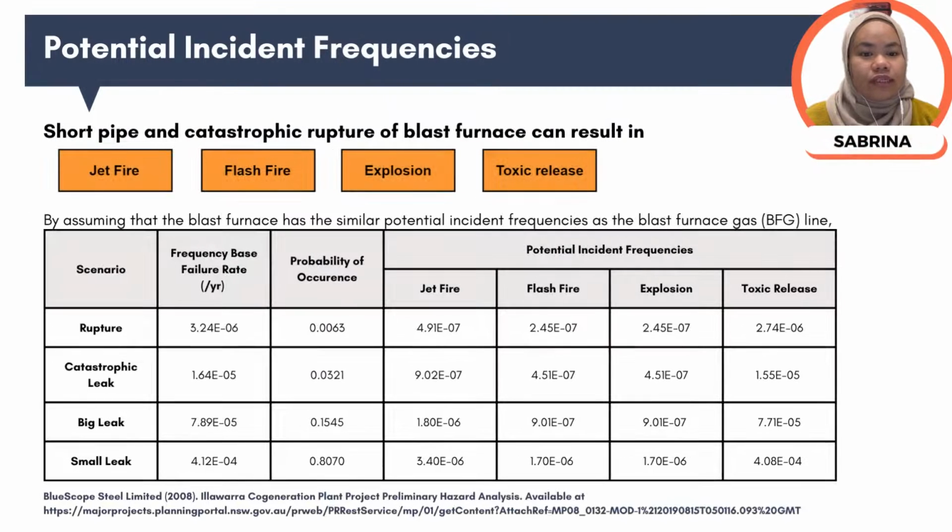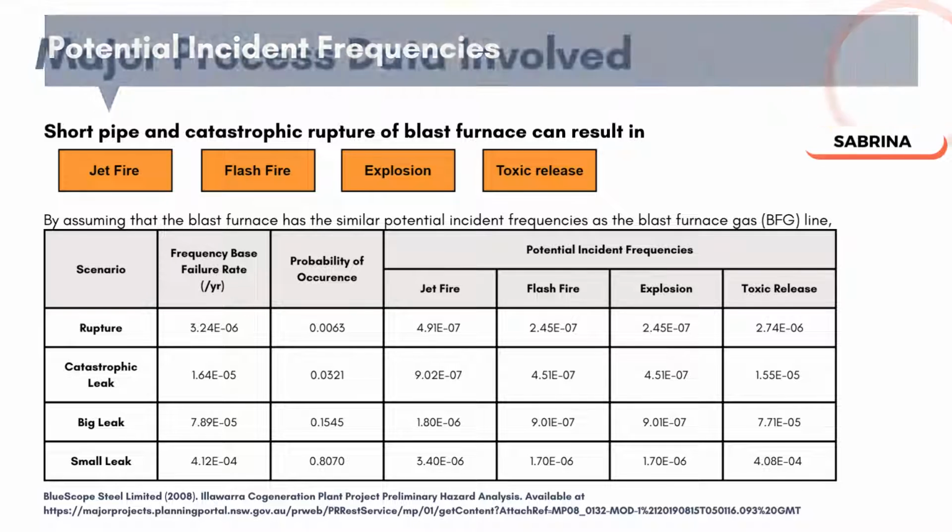Now let's move on to the next part, which is the potential incident frequencies. Line rupture and catastrophic rupture can result in jet fires, flash fires, vapor cloud explosions, as well as toxic release of gas. By assuming that the blast furnace has similar potential incident frequencies as the BFG line, the frequencies of the potential incidents for the ruptures are shown in the table below.